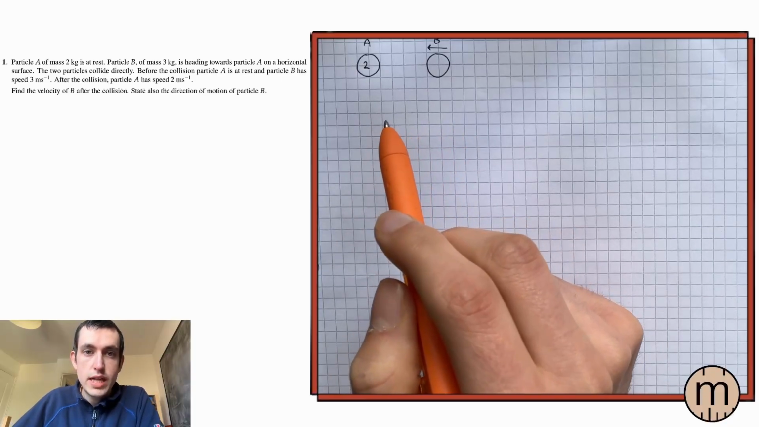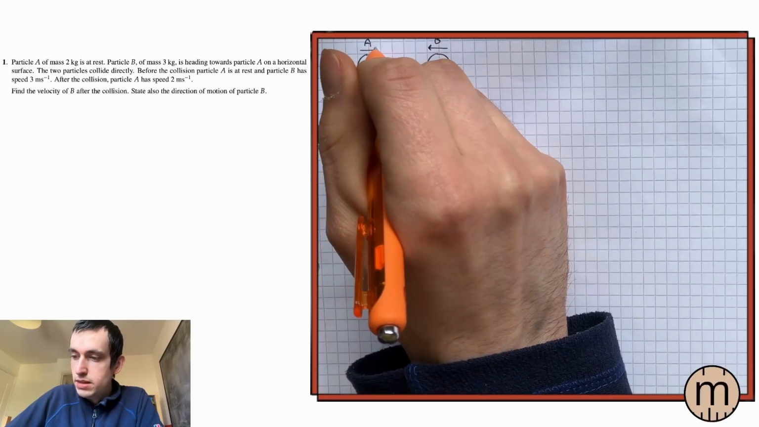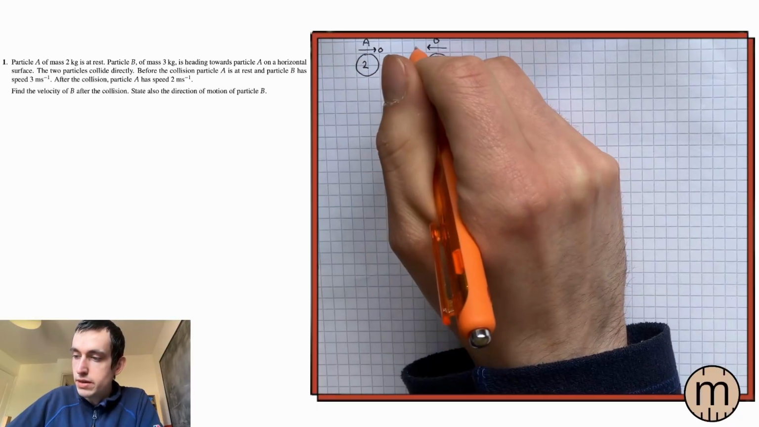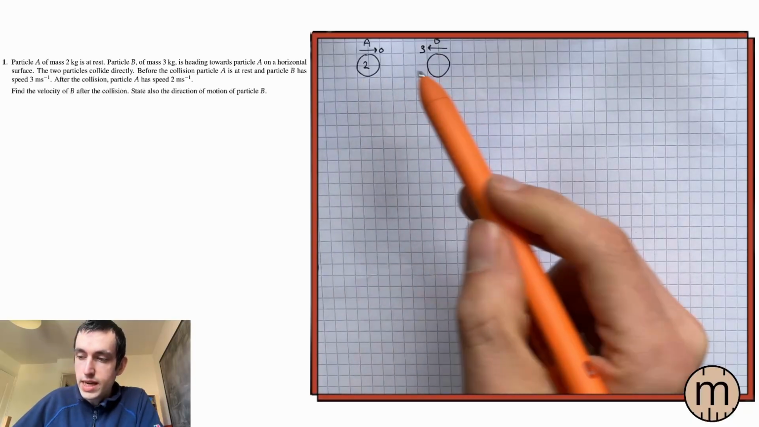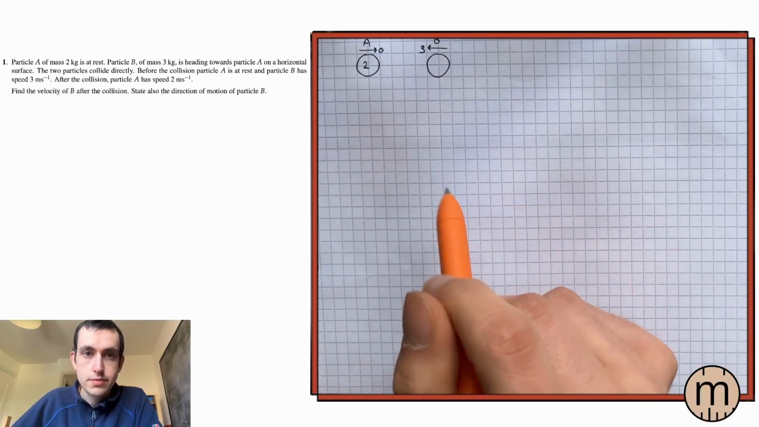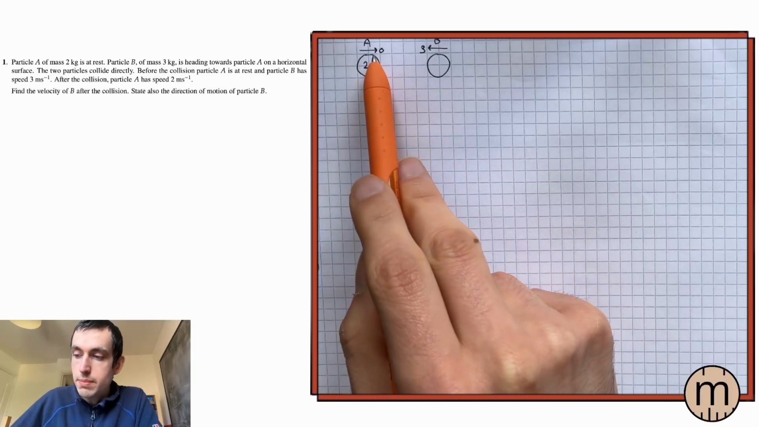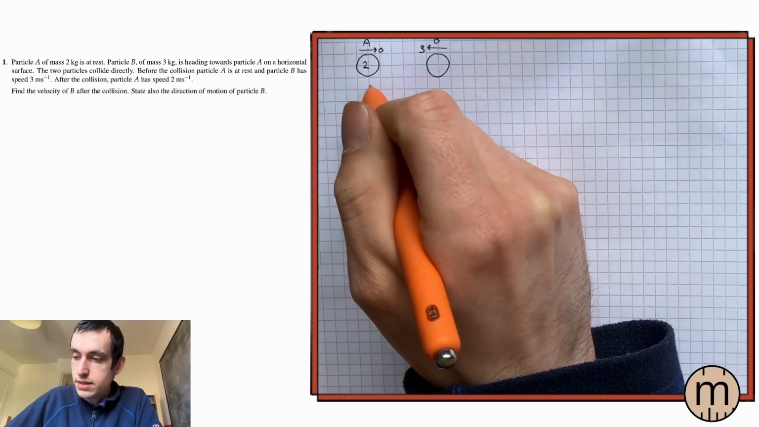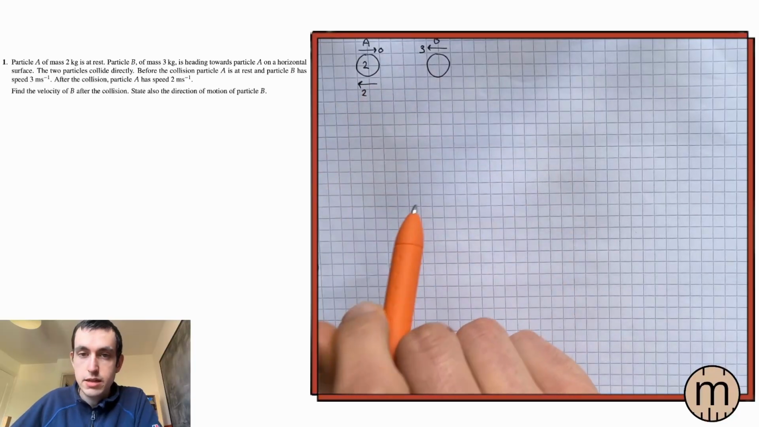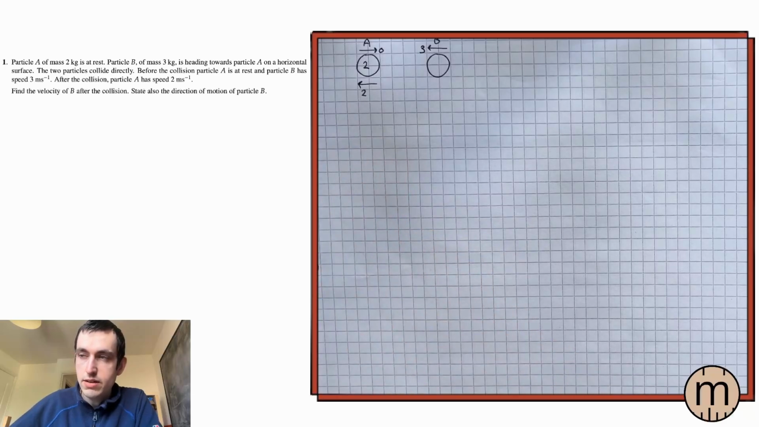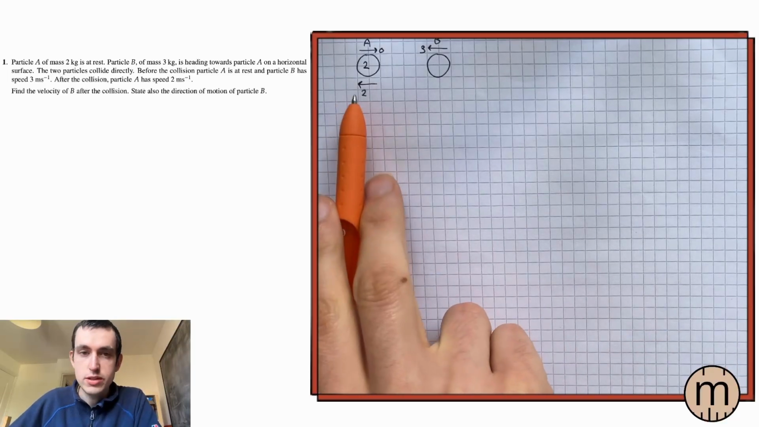Before the collision, particle A is at rest. That means its speed is 0. And particle B has speed 3. And we know it's going towards the left, as I say, it's coming towards A. After the collision, particle A has speed 2. So after they hit, the speed of particle A is going to be 2. It's not going to be 2 going that way because A is initially at rest. It can't be hit from the right hand side and then move towards the right. That's breaking the laws of physics. But we know it's got speed 2.